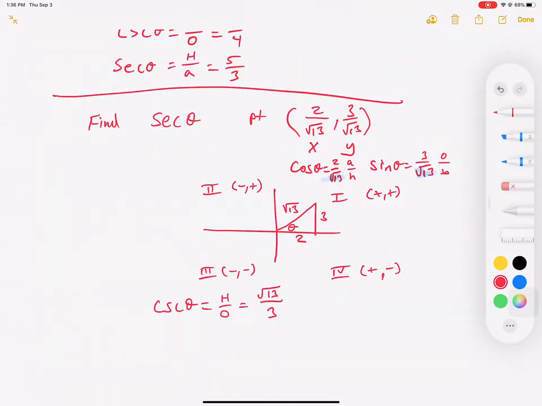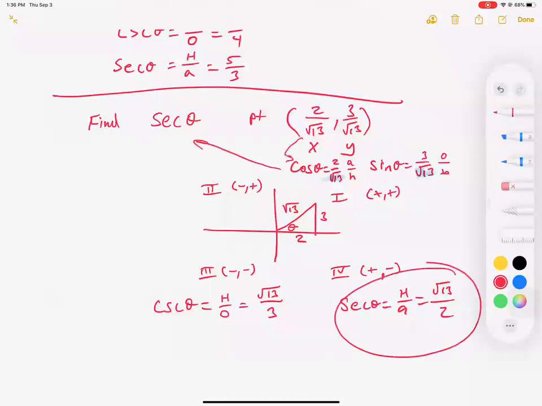They're asking for secant. Secant theta is hypotenuse over adjacent. So that's going to be square root of 13 over 2. Now, you could also do this. Here's the super smarty pants way. If you know x is cosine, how is cosine related to secant? Isn't that just the reciprocal? Just the reciprocal.